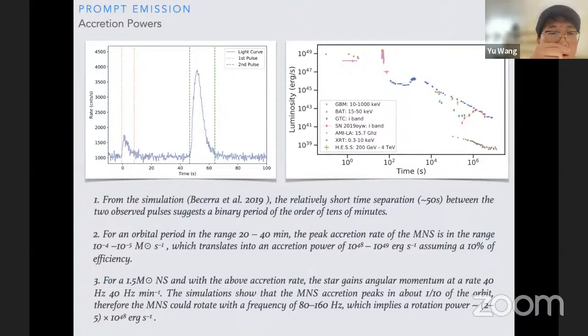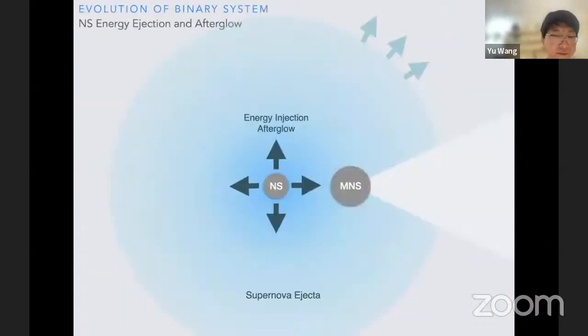So let's have a short conclusion: the first spike, the first pulse, is produced by the accretion onto the companion neutron star. Then the second one is the fallback accretion onto the new neutron star. And this fallback accretion will continue as the source of the energy that powers the afterglow, as well as the spin down of the new neutron star.